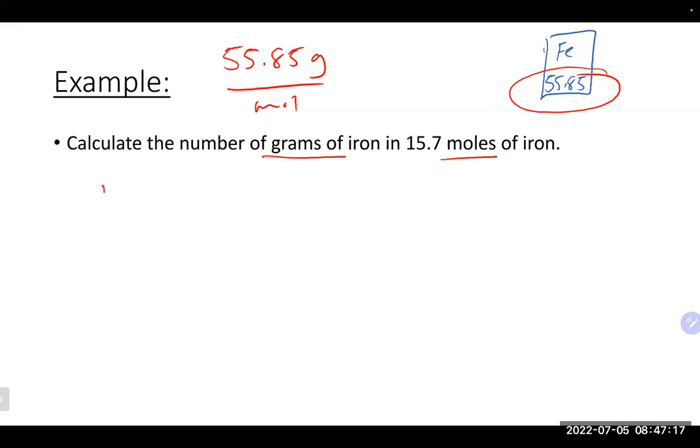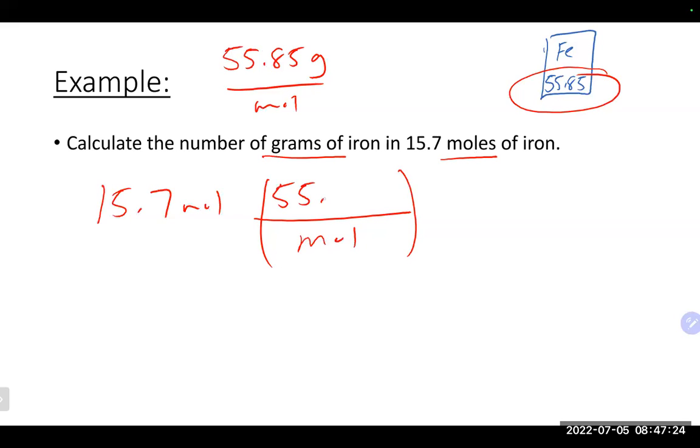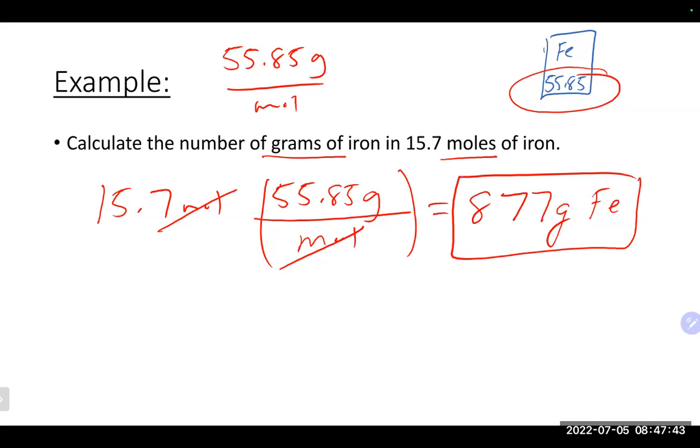So here we would take our 15.7 moles. In this particular case, we do want moles on the bottom, and we do want grams up there up on top. This way, when we do the calculation here, our moles will cancel. That will give us 15.7 times 55.85. Going to give us about, we'll call it 877 grams of iron in this particular case. Here, once again, to 3 sig figs based off of our original number, as our molar mass will be more of an exact number.